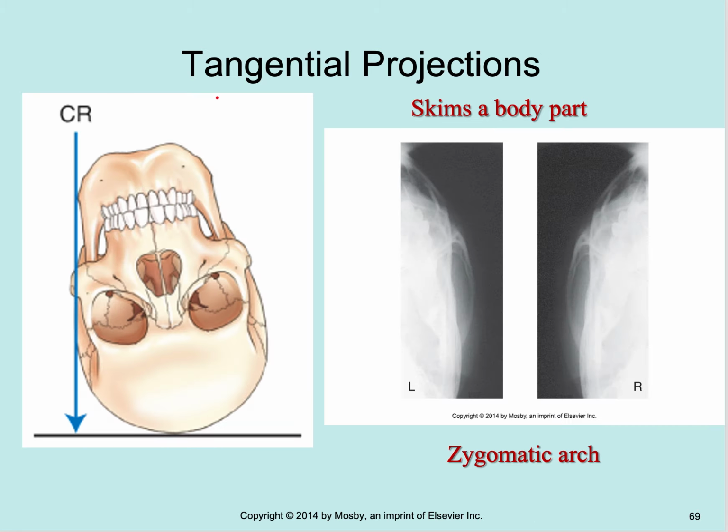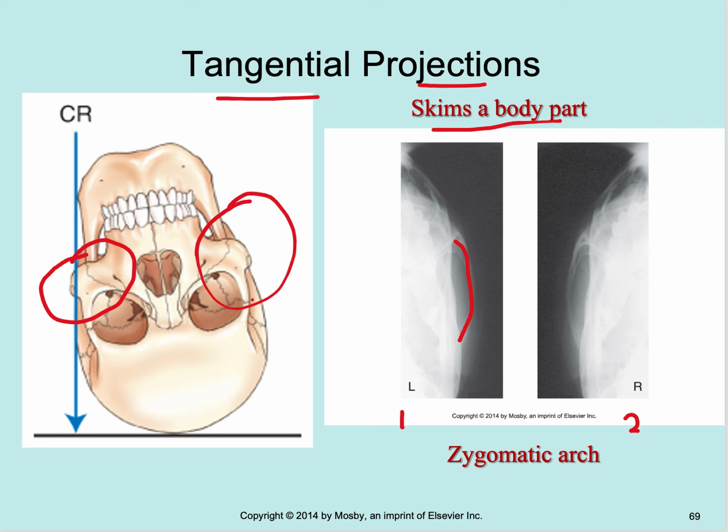A tangential projection. So tangential projection is one that skims a body part, okay? So we can see here that the central ray is coming down. It is skimming this body part. It is a tangential projection for your zygomatic arches, okay? So this is an image here, this is an image here, this is an image here. They're separate. So what they did was they imaged this side, then they came back and imaged the other side. So you have two images, but it is tangential because it is skimming that body part.